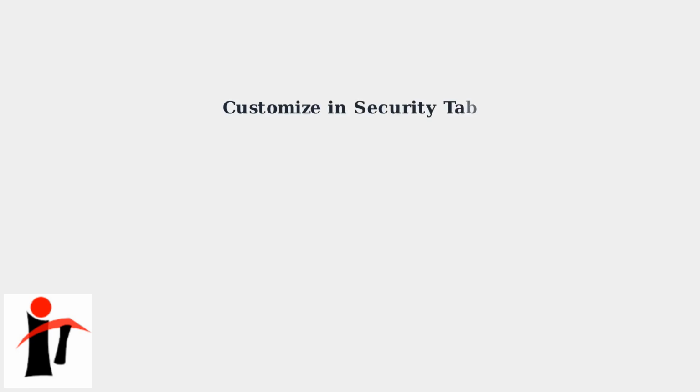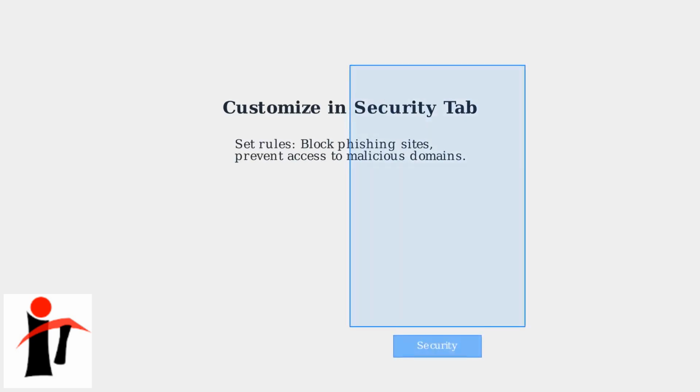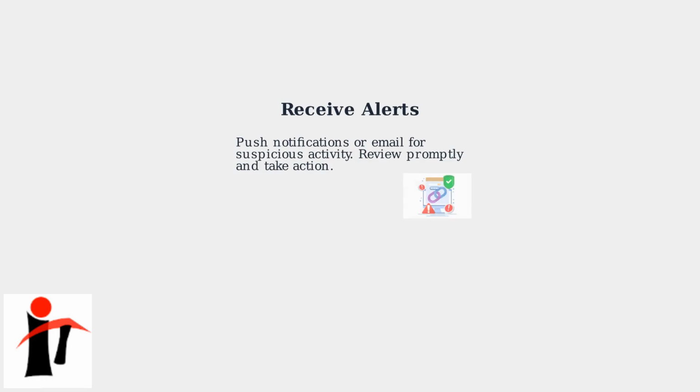To customize, explore the settings in the Security tab of the app. Here you can set specific rules, such as blocking phishing sites or preventing access to known malicious domains. The app sends alerts via push notifications or email when it detects suspicious activity. It's important to review these alerts promptly and take appropriate action.